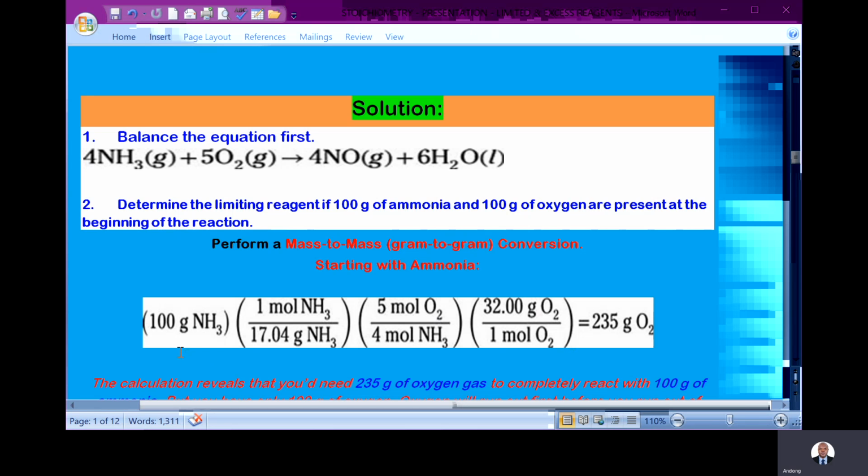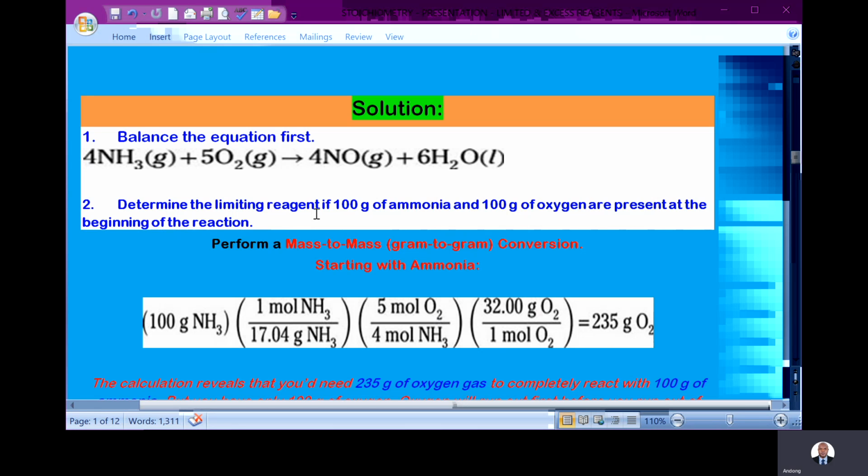For instance, here, 100 grams of ammonia divided by 17.04 grams per mole of ammonia, times 5 all over 4, which is the mole ratio. That is 5 moles of oxygen reacting with 4 moles of ammonia. Then times 32 grams of oxygen, we will have 235 grams of oxygen. So 100 grams of ammonia will require 235 grams of oxygen.